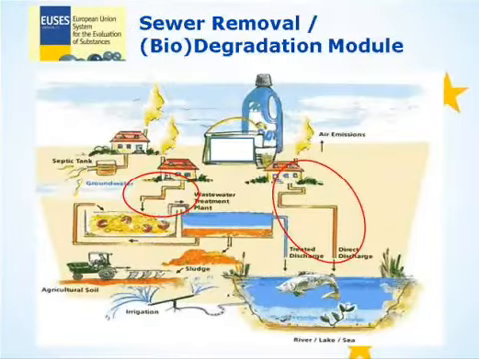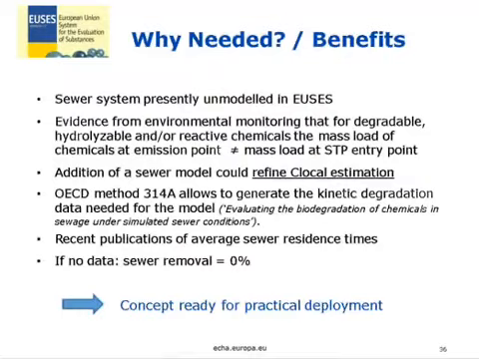Okay, so a picture can say more than 1,000 words sometimes. So basically, if you follow a chemical from the house to the river, there's an element of that pathway that has not really been modeled yet, and that is the time that the chemical is in the sewer system. And actually, we know that the sewer is, for most chemicals, not a really neutral environment; some things can happen. So as I said, this is presently unmodeled in the EUSES.